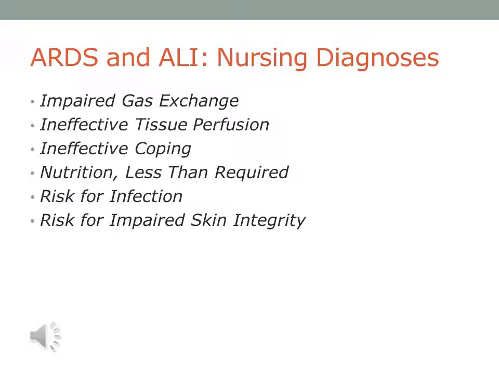Ineffective coping. Oftentimes, ARDS and ALI comes on suddenly, and sometimes patients have a lot of anxiety related to it. You can imagine, if this came on and you're facing respiratory failure, there can be ineffective coping. Nutrition, less than required. We said that sometimes our patients have to be intubated when they get to this phase. If the patient's intubated, then they're going to rely solely on the nutrients that are given through the IV, or they may have a G-tube where we can actually give it through the stomach, but they're going to be relying on alternative sources of nutrition because they can't take in nutrients because they've got a tube down.